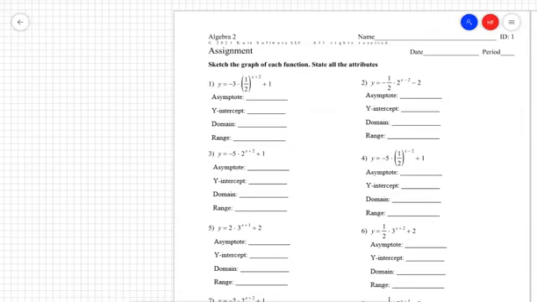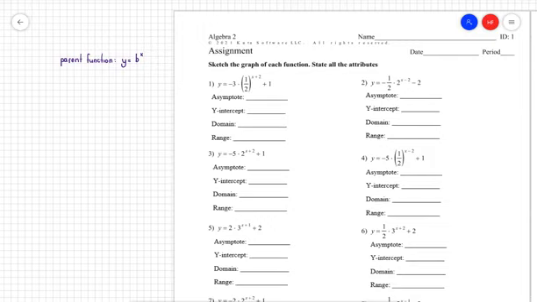Hey guys, so today we are continuing to graph our exponential functions. So we started with our exponential functions and their key attributes, so we're going to continue with that today. So our exponentials have the parent function y equals b to the power of x, where b cannot be 1. It's going to be any number other than 1.